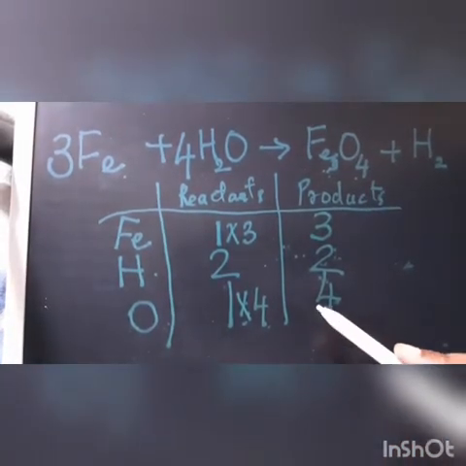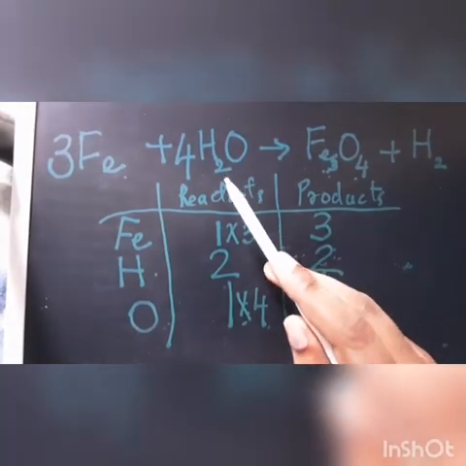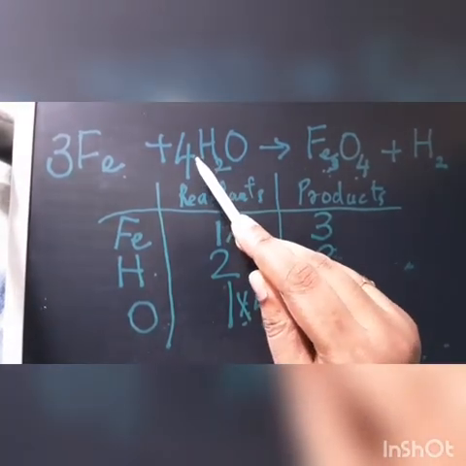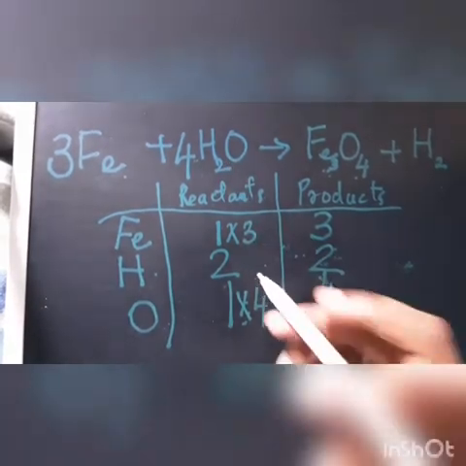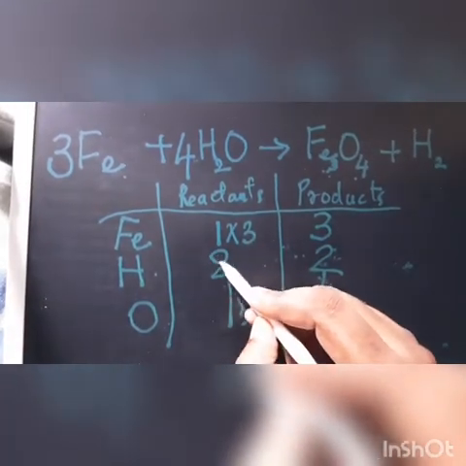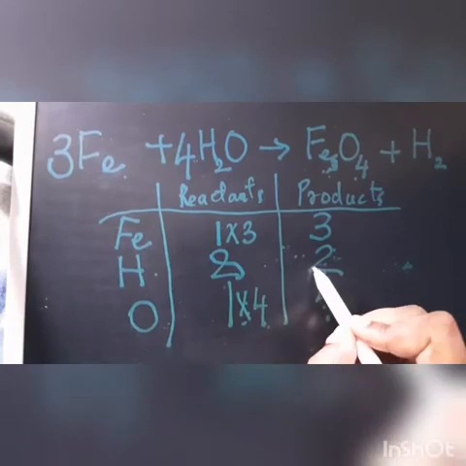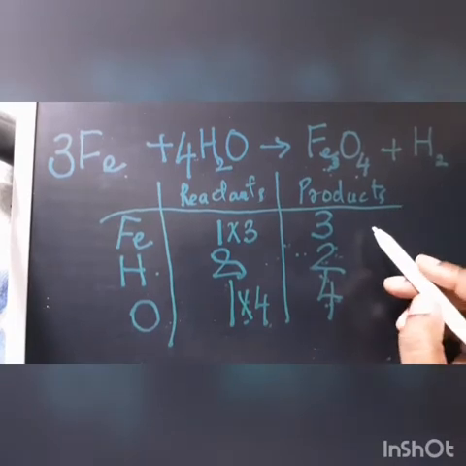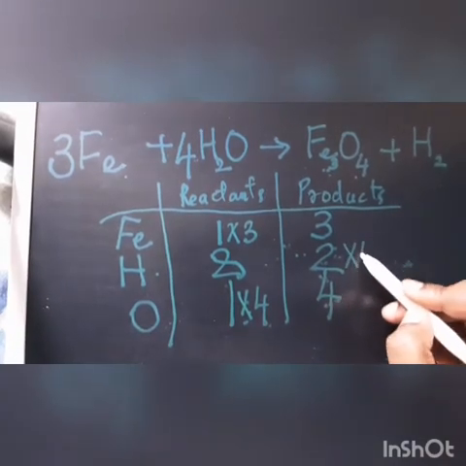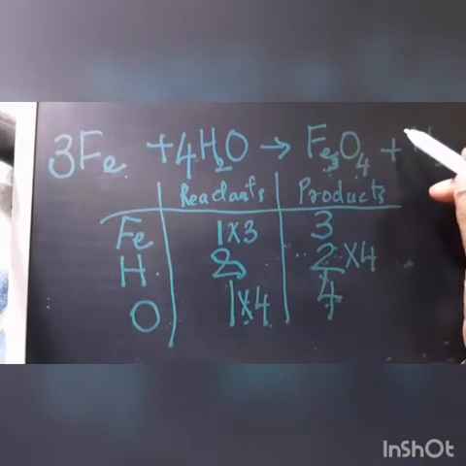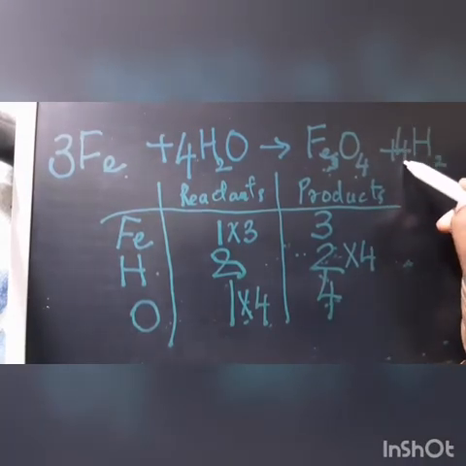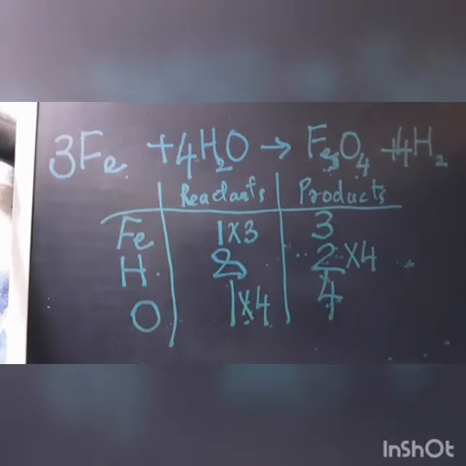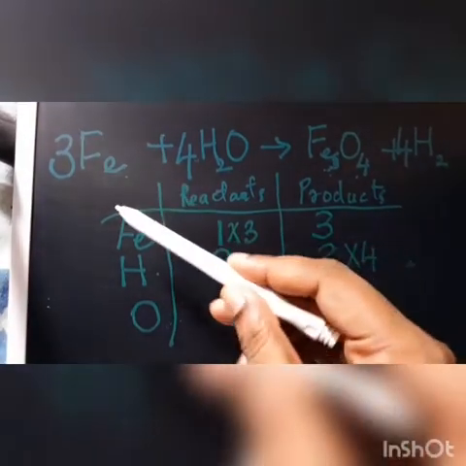Now again, if I go back to hydrogen, on the product side hydrogen is 4 into 2, 8. See, now this is 8 and it is 2 on the reactant side. How will I change 2 into 8? Yes, 2 into 4 is equal to 8. So I will put a 4 in front of the hydrogen. Now you can see this equation is balanced, right?